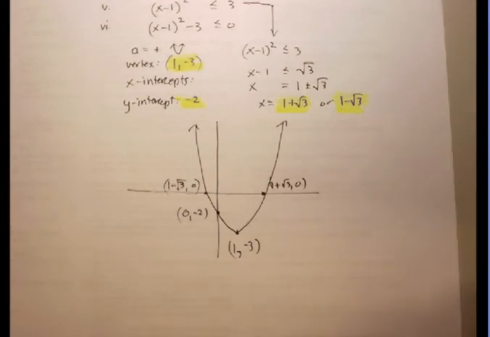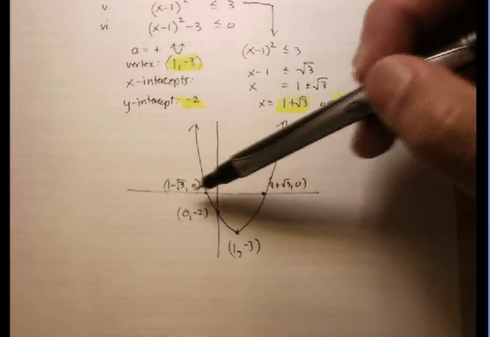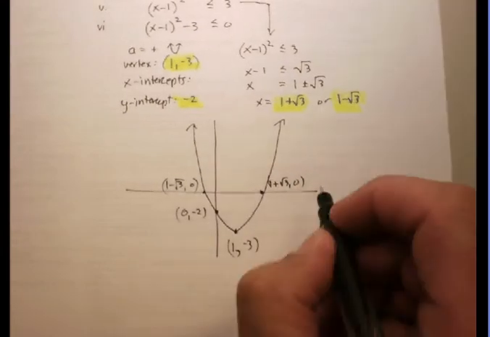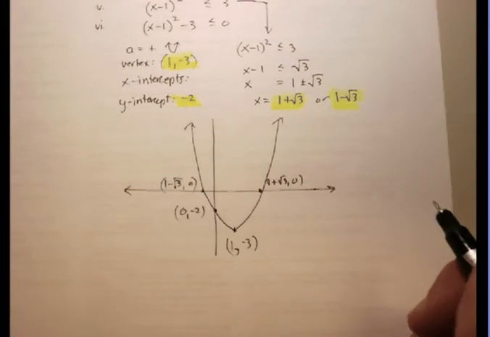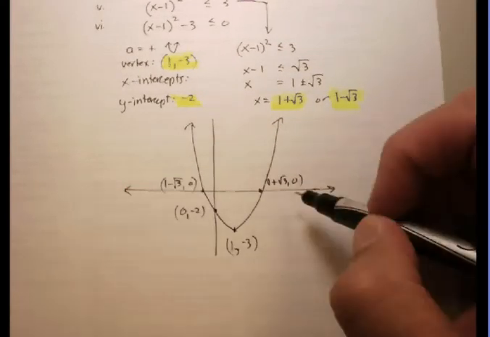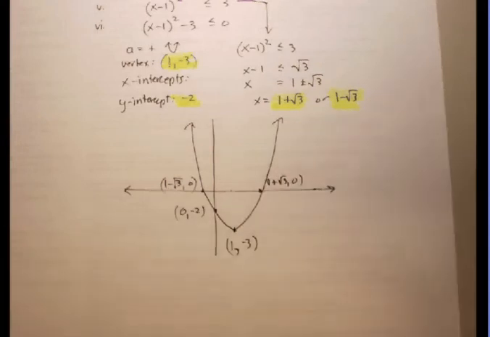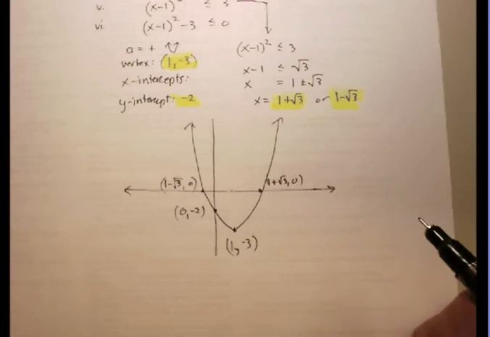I'm not done though, because what I've done here is divide my x-axis into 3 regions, divided by the x values. So what I need to do, because I want to graph this, is test an x value from each one of these 3 regions, okay? Let's try a point from over here and put it into the equation and see if it works.